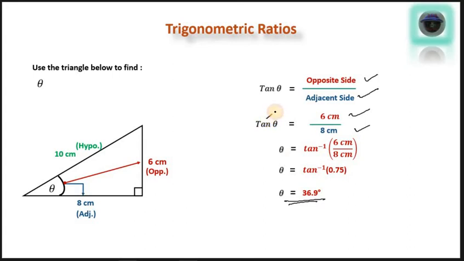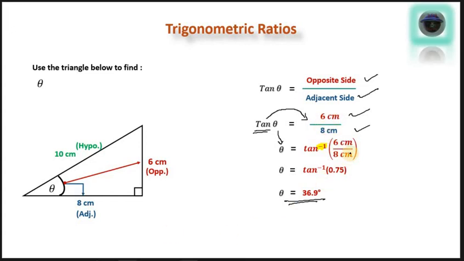And then we need to transpose this tangent over. Once we move tan from the left to the right, it changes to the inverse tan. So all we're doing is writing back the theta. This tangent will no longer be there because we transposed it to the other side, but when it goes to the other side, it changes to the inverse tangent. And then inverse tangent of what is already there, 6 over 8.